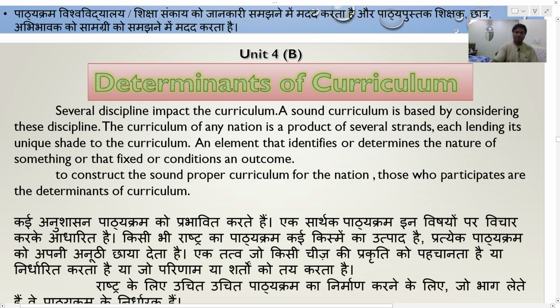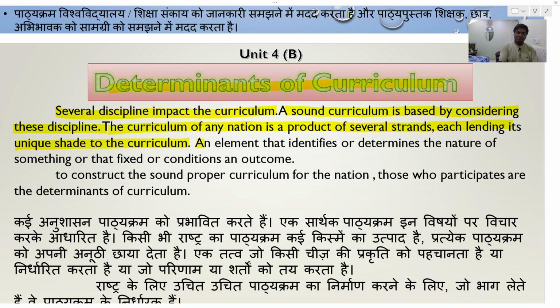Now we'll discuss determinants of curriculum. Several disciplines impact the curriculum. There are multiple things by which the curriculum is affected. A sound curriculum is based on considering these disciplines. The curriculum of any nation is a product of several strands, each lending its unique set to the curriculum. So basically it's a national product.